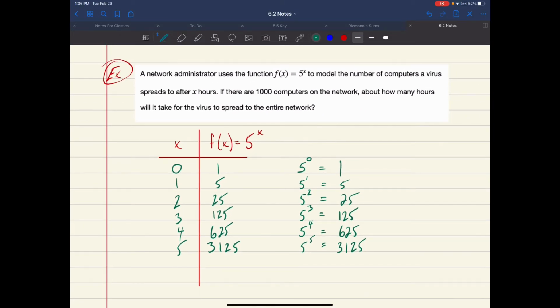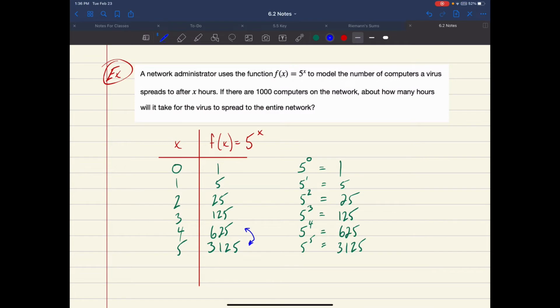So it says, about how many hours will it take for the virus to spread to the entire network? Well, this is a huge range of hours here. So it's definitely between 625 and 3,125. So for this one, we're going to go to a graph and just take the value from the graph because that's the easiest way to do that for now.